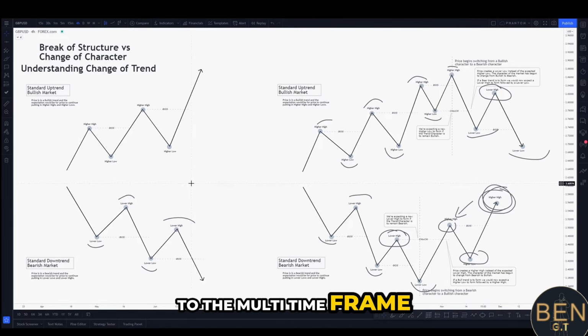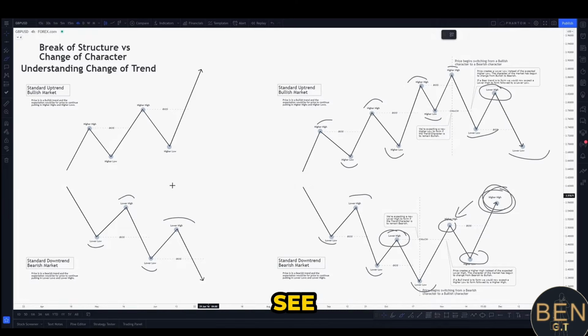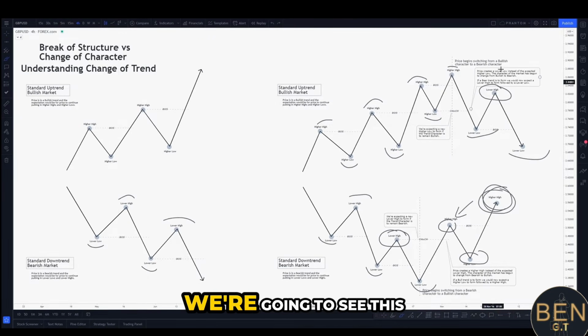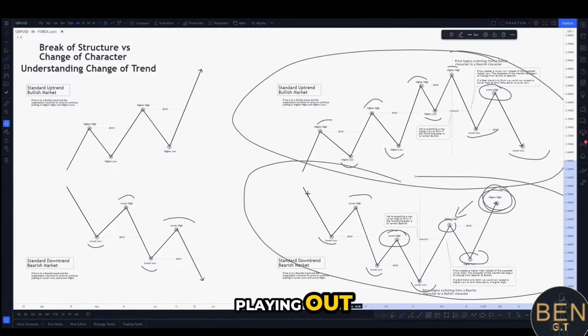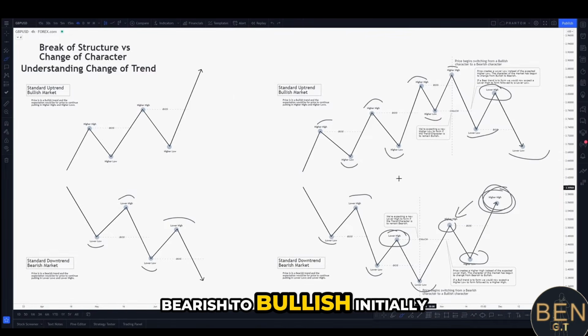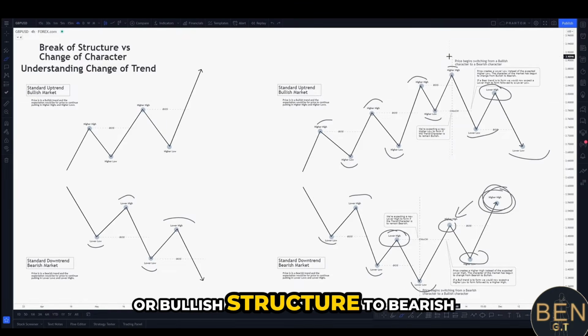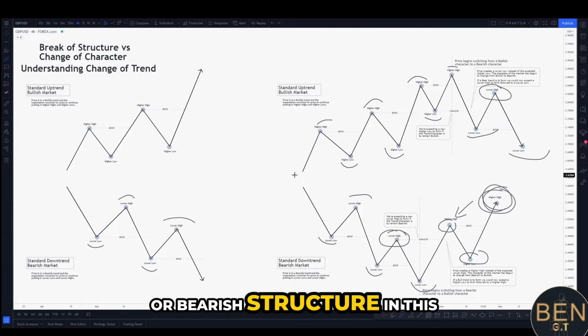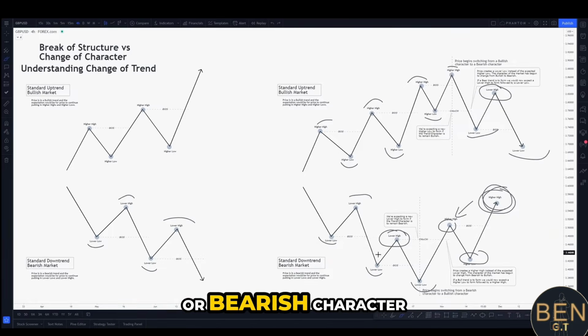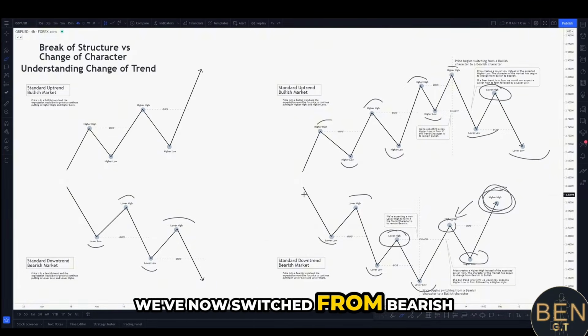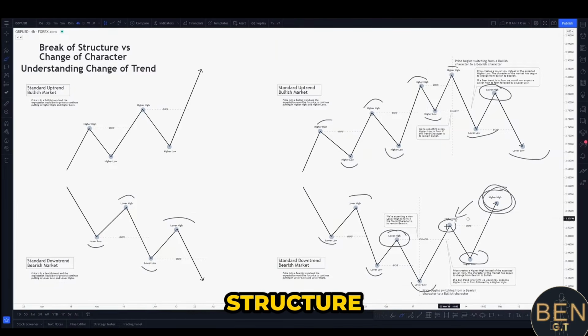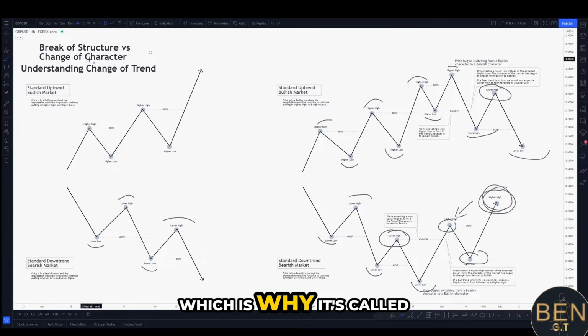But at the end of the day, the most important thing is understanding how these change of characters integrate to the multi-time frame aspect of the chart, because what you're going to see when you look at any price chart, any trend, is this type of market structure playing out when we're switching from bullish to bearish, bearish to bullish. Initially, we had a bullish character or bullish market structure. Once we break the previous higher low, we have then switched the character from bullish structure to bearish structure. In this case, we are seeing bearish market structure, and then we broke the previous lower high, forming a higher high. We've now switched from bearish structure to bullish structure, which is why it's called the change of character.